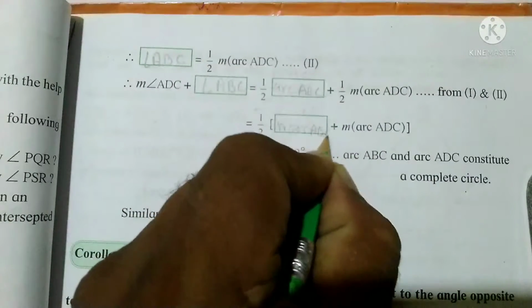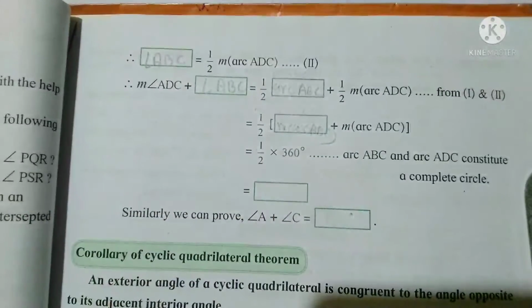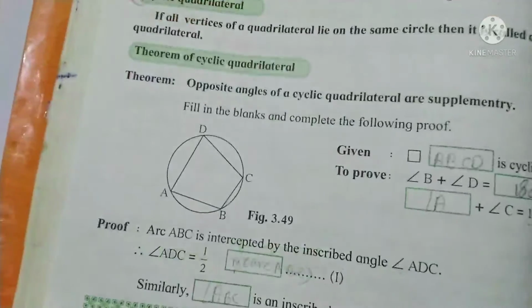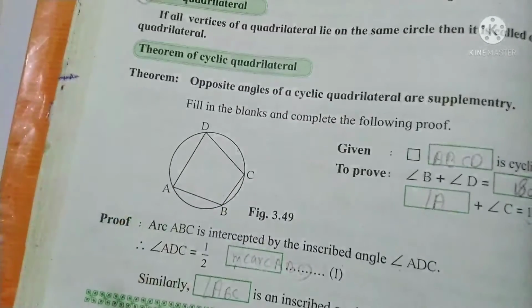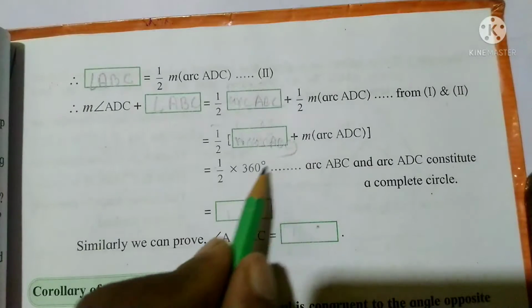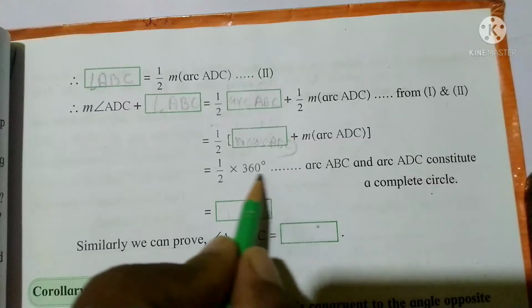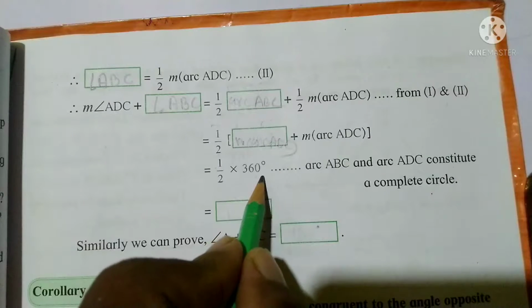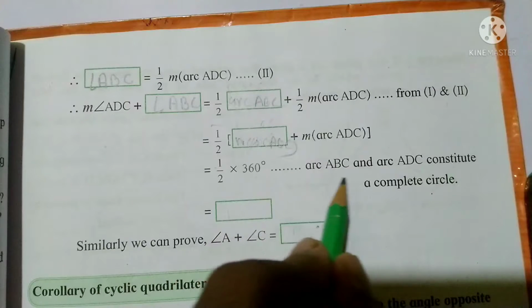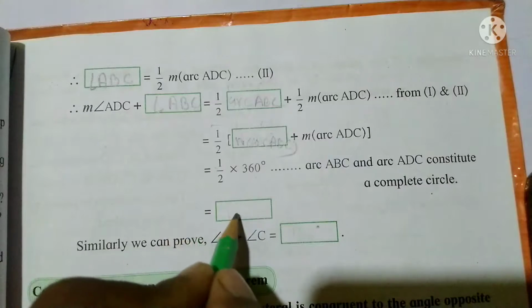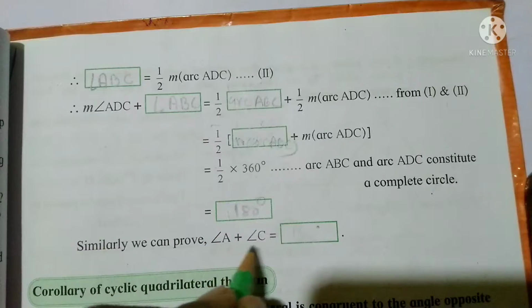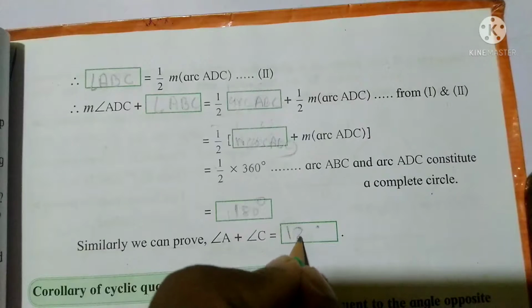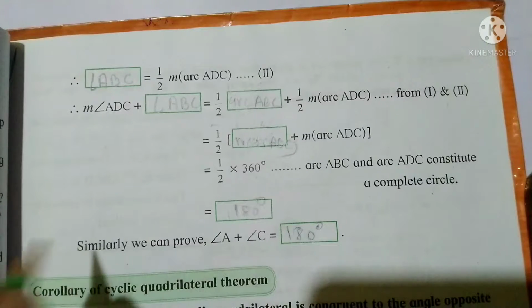ABC plus ADC becomes a circle. The measure of a circle is 360 degrees. So half of 360 is 180 degrees. Similarly, we can prove that angle A plus angle C is also 180 degrees. This is the cyclic quadrilateral theorem.